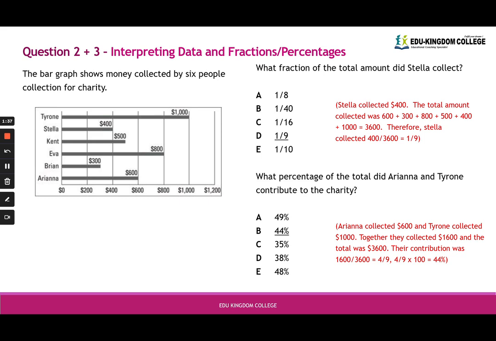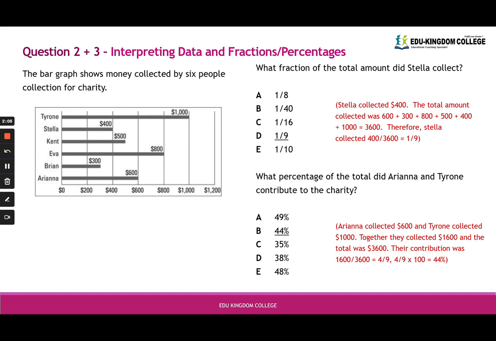Now, the next 2 questions are kind of combined. They're both using the same graph as the data that's needed. So this involves interpreting the data and doing some fractions or percentages. Let's see what it says. The bar graph shows money collected by 6 people for charity. The first question is, what fraction of the total amount did Stella actually collect?